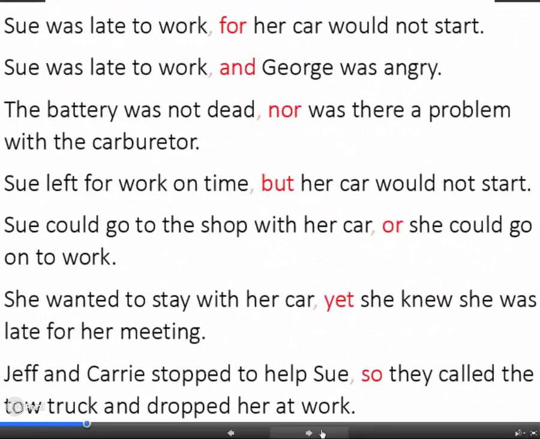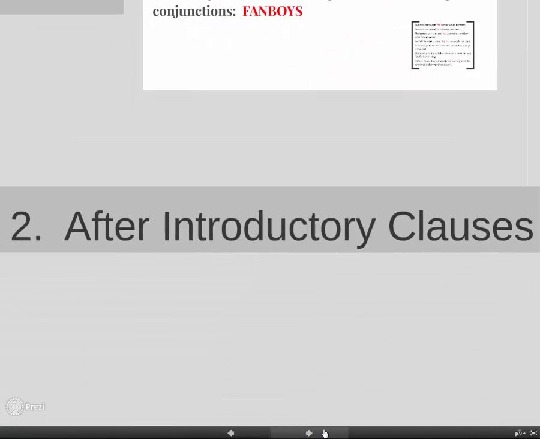Sue was late to work, comma, for her car would not start, right? Sue was late to work, comma, and George was angry, all right? So you have a comma, then you have your conjunction in a compound sentence. We have 2 independent clauses joined by a coordinating conjunction. Perfect. Simple.